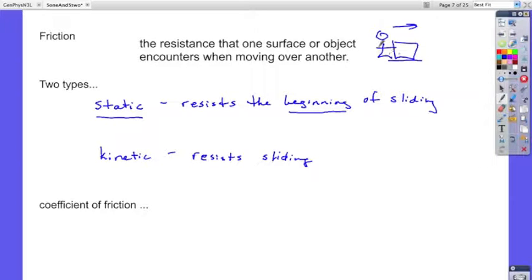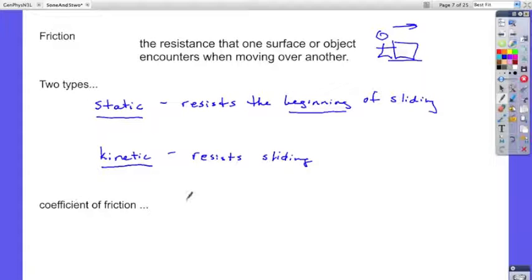Now, once you get it moving, the static friction is gone. Kinetic is a word that's associated with motion. And once you have it in motion, the friction that you feel is kinetic friction. And it resists that continued sliding of one object over another.